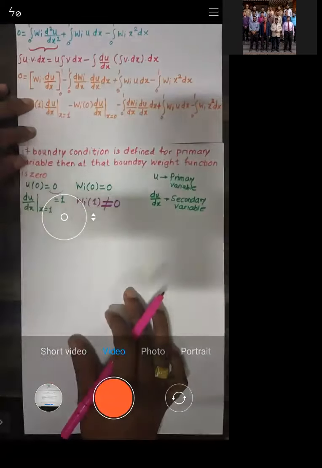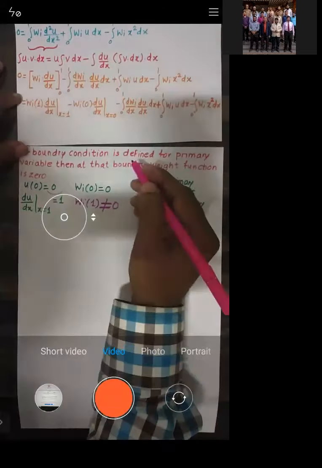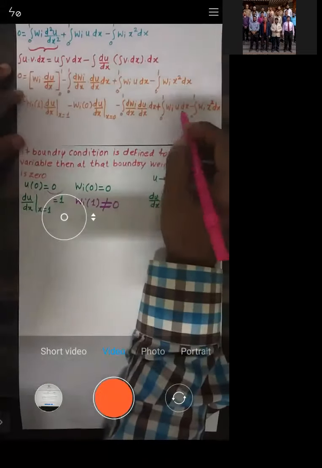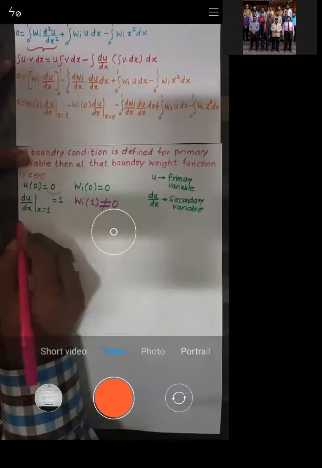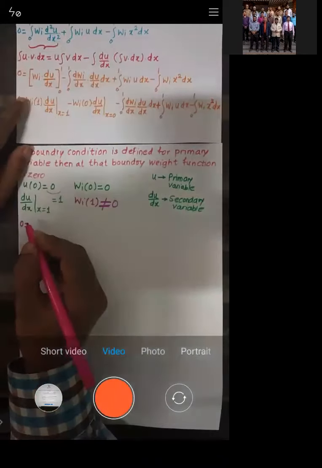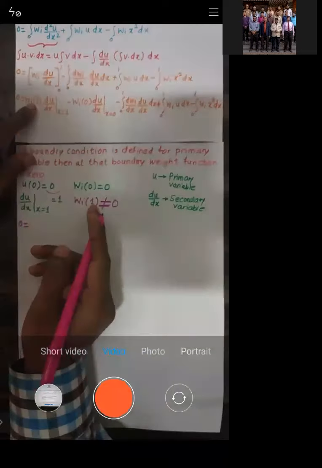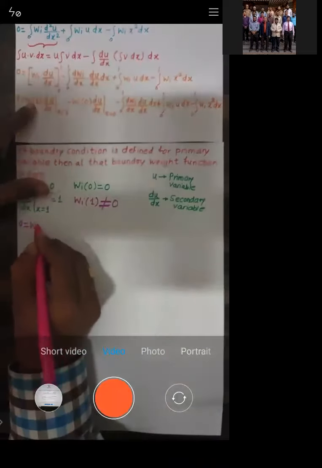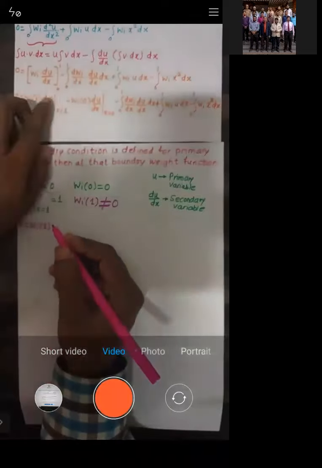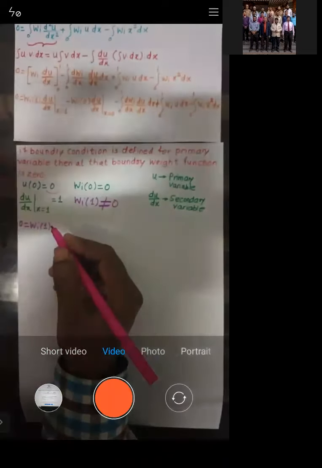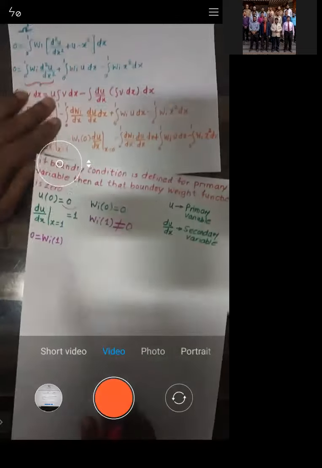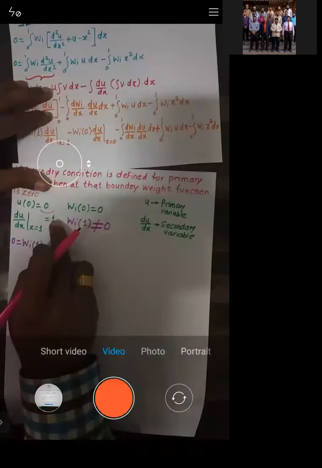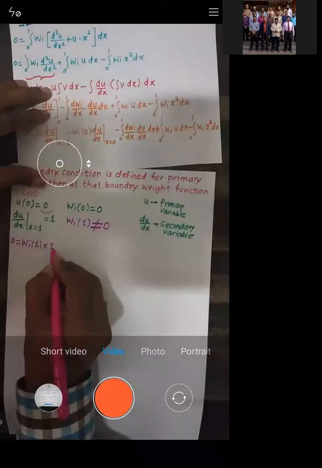Yes, sir. Okay, now let us put these values in this equation. So 0 is equal to the weight function at x equal to 1, which I will write down as it is, into du by dx at x equal to 1. Try to understand. Then what is that value? du by dx at x equal to 1 is 1. This is the only boundary condition given.